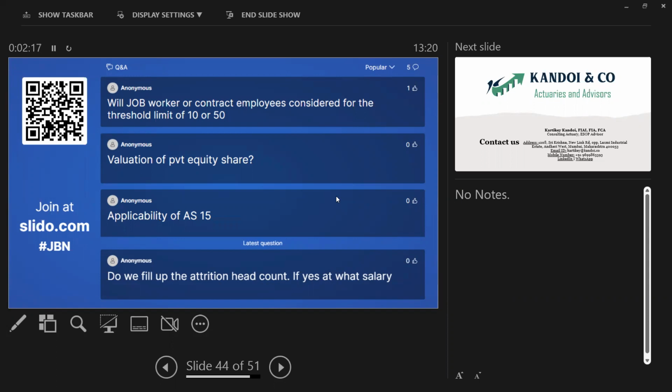The next one is regarding the valuation of private equity share. So I would say this is not part of the actuarial work basically, because this kind of valuation is usually done by the registered valuers. The next one is the applicability of AS 15. This we have already covered, that it is applicable to all companies having more than 10 employees. The next one is, do we fill up the attrition head count? If yes, at what salary?